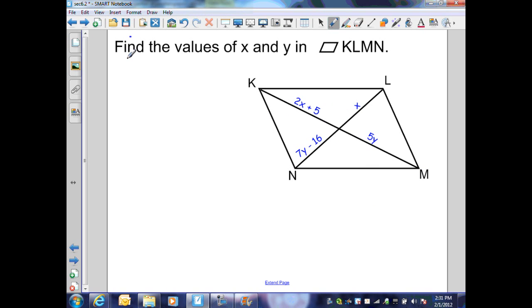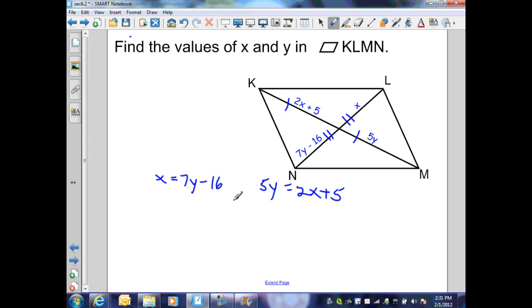Our next example, we want to find the value of x and y in parallelogram KLMN. In this parallelogram, I'm given diagonals KM and NL. We know that they bisect each other, and that makes each one of these segments congruent. Therefore, I can set up equations. Since these 2 segments are congruent, x equals 7y minus 16. And because these 2 segments are congruent, 5y equals 2x plus 5.